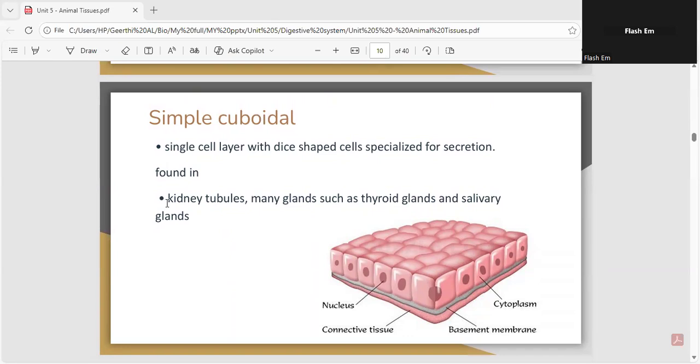As I have already sent that classified table in the Flash EM Telegram group, you can easily see that I have specifically mentioned the feature, then the function, then the location, and also the picture of them. If you study in a tabular format, that will be very, very easy. Okay.